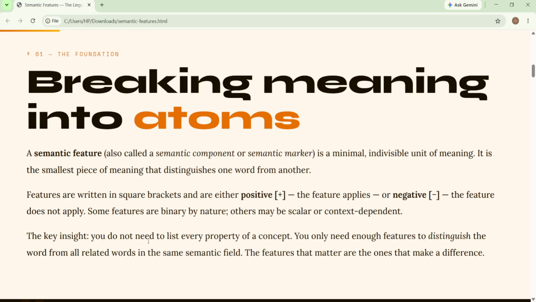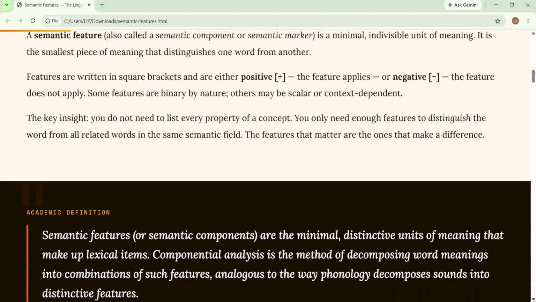The key insight is you do not need to list every property of the concept, you only need enough features to distinguish the word from all related words in the same semantic field. The features that matter are the ones that make the difference. So this tells us about how meanings are created. Semantic features play a basic role in creating meaning. You cannot just make up a word and use it. There's a pattern that is followed, which is semantic features, which make meaning, which builds the structure of meaning.